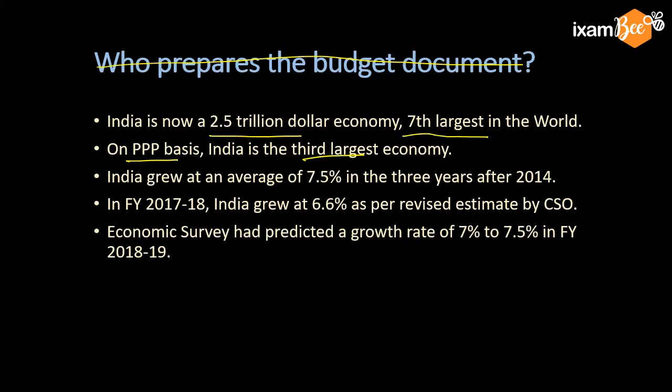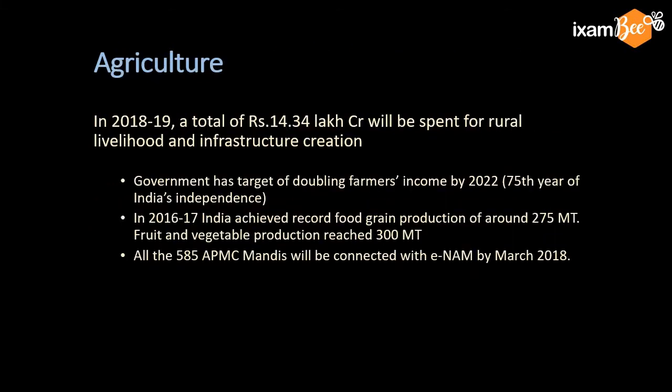India is 3rd. And in the last 3 years, India has grown with an average growth rate of 7.5%, which is a good growth rate. For 17-18, as per the revised estimate of CSO, Central Statistical Organization, India's growth rate is expected to be 6.6%, and the Economic Survey has predicted a growth rate of 7 to 7.5% in year 18-19. These are some important numbers.